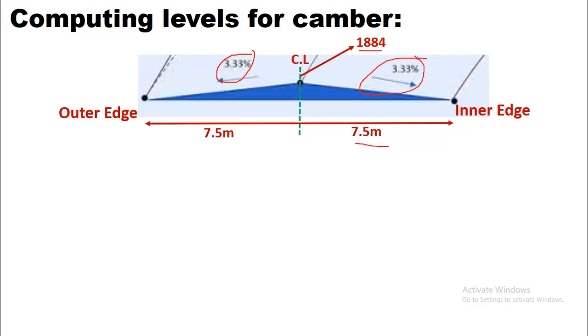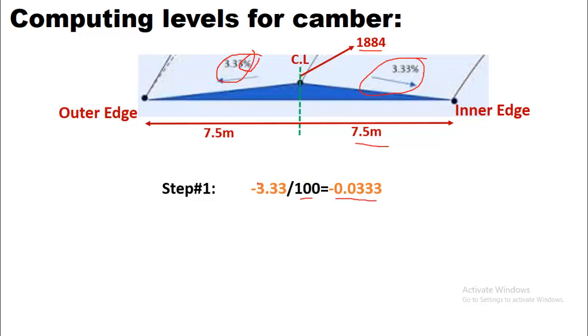So this is the straight portion of the road where camber is provided. How will you calculate it? It includes simple steps, okay, follow one by one. First of all, the slope is 3.33%. To remove the percent sign, we divide it by 100 and we get the value 0.033.